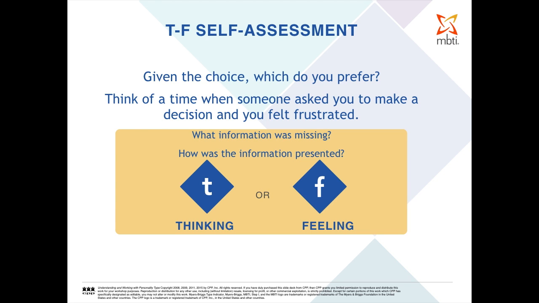So another way that you can think of this is think of a time when someone asked you to make a decision and you really felt frustrated. What was the information or thought process that was missing? And what was the information presented, or how was the information decided that you felt frustrated with? So we're going to take 30 seconds as you think a little bit about what you think your type may be, or whether you may be like myself, just right in the middle.